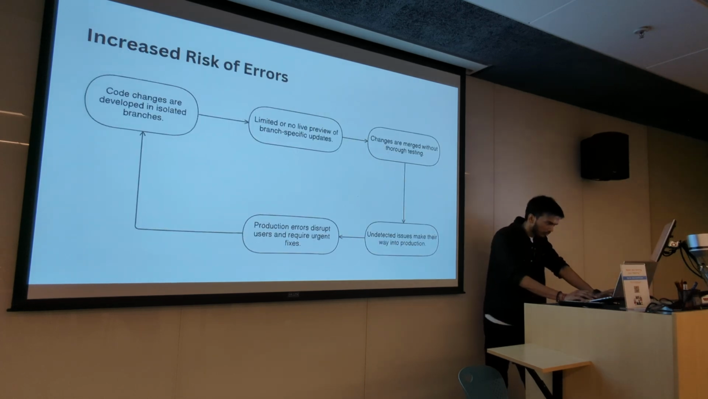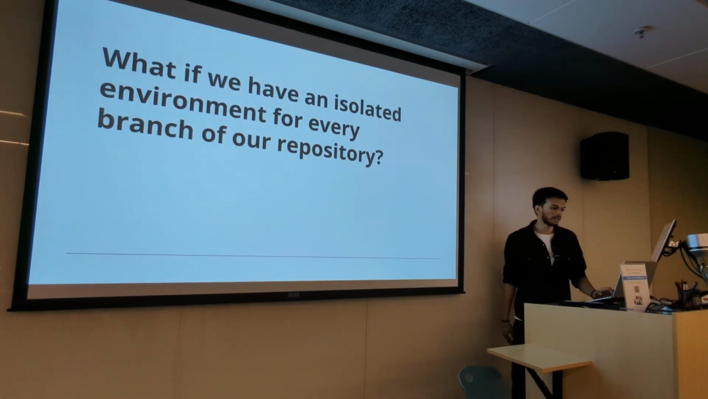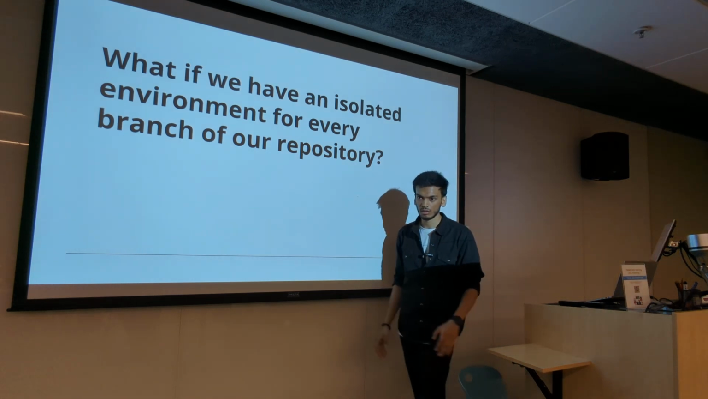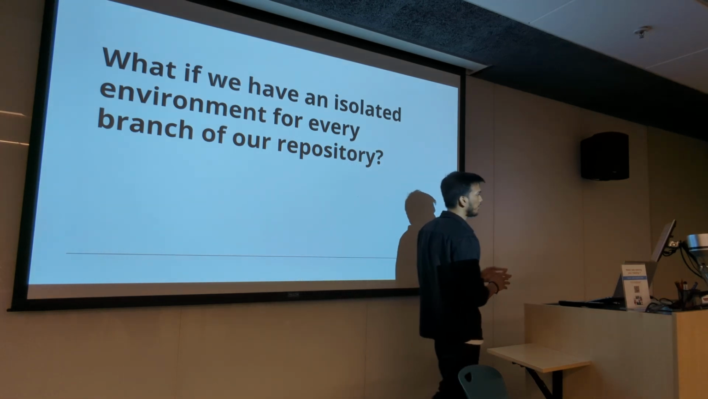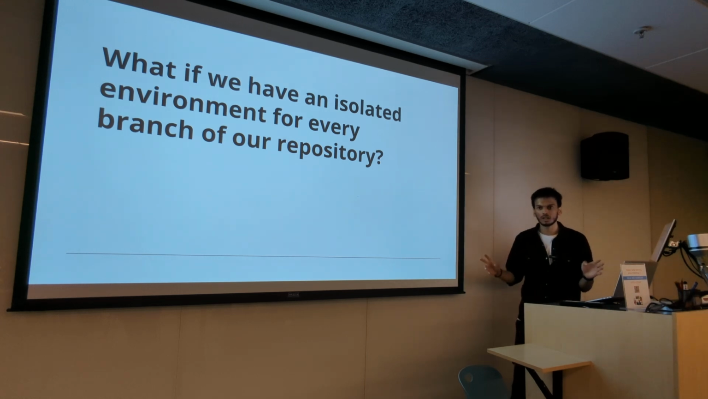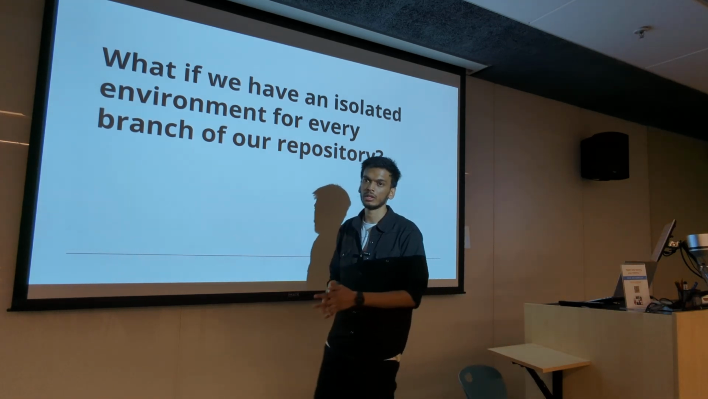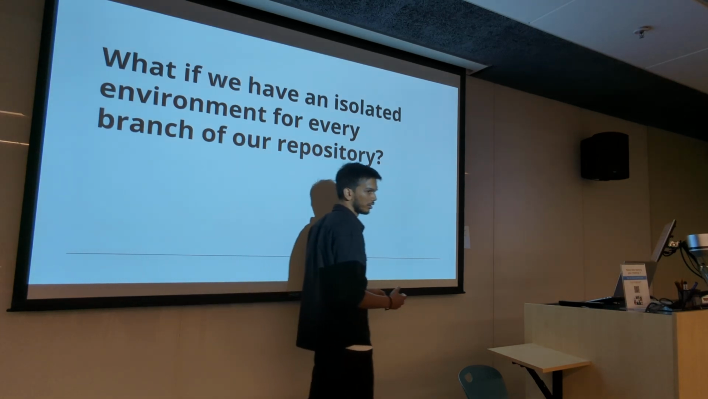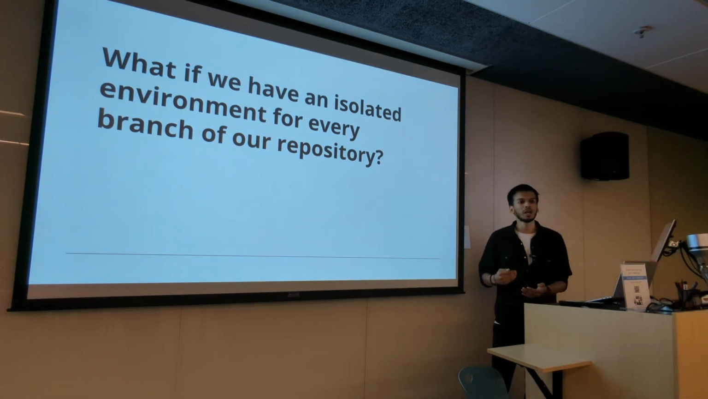So yeah, this is one of the problems which can happen when your deployment looks like this, right? So what if we have an isolated environment for every branch of our repository, right? Think of it like every developer who is working on a specific branch, what if they have a specific isolated URL that they can share amongst their team members, amongst stakeholders, among product managers, among testing engineers, right? And they can take their feedback, right?